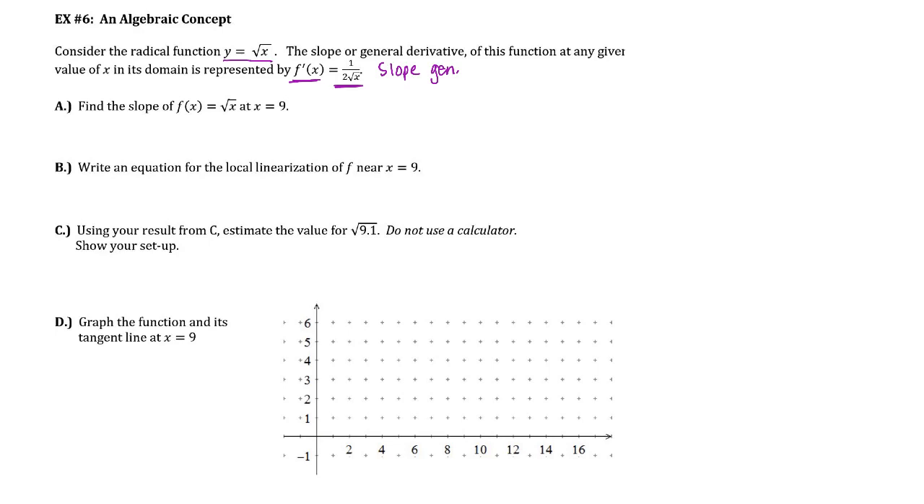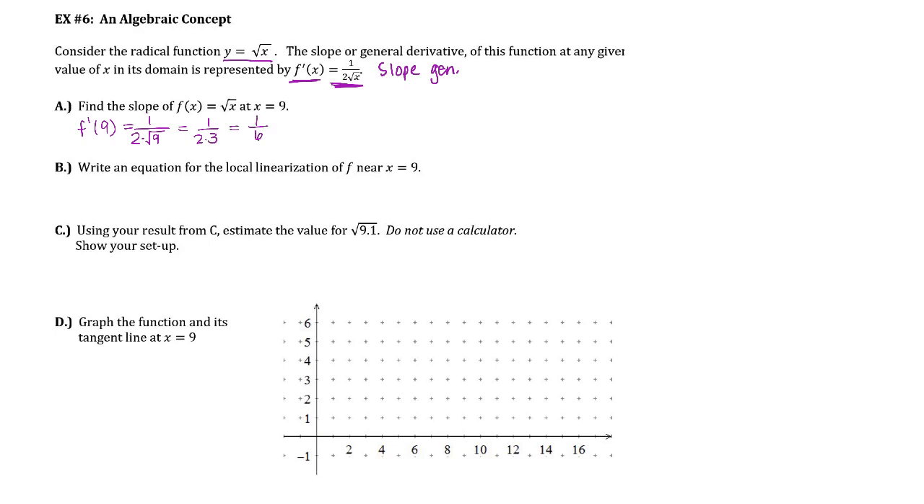So notice in example A, it says the slope of f of x equals square root of x at 9. So we're finding that slope there. And they tell us that f prime at x is equal to all this. So what we need to find would then be f prime of 9. So that's going to be 1 over 2 times the square root of 9. So that's going to be 1 over 2 times 3. So that's going to give us 1/6.